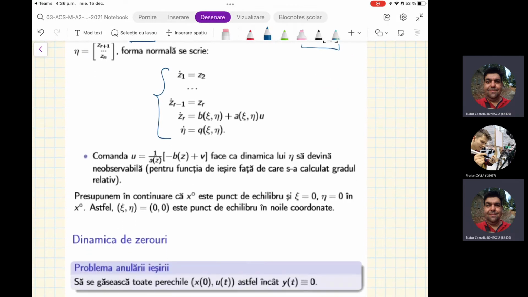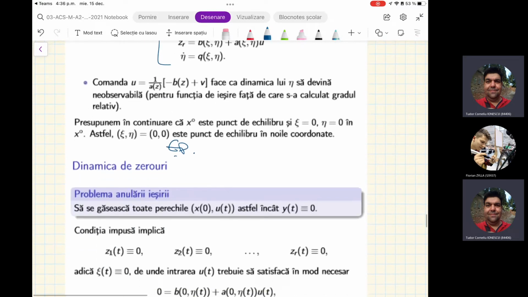Now, the control law of this form makes the dynamics of eta unobservable from the output of the specific relative degree r. Okay. Furthermore, we assume that x naught is an equilibrium point, and that psi equal to 0 and eta equal to 0 in x naught. Hence, in the new coordinates, the origin is an equilibrium point.